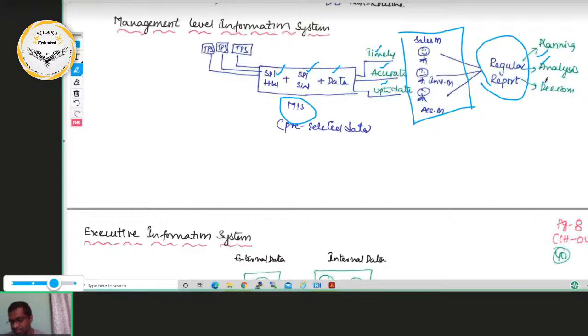Okay. So ask and true or false. Whether management level information systems are used for the purpose of generating tailor-made reports. The answer is no. It is only used for the purpose of generating regular reports.